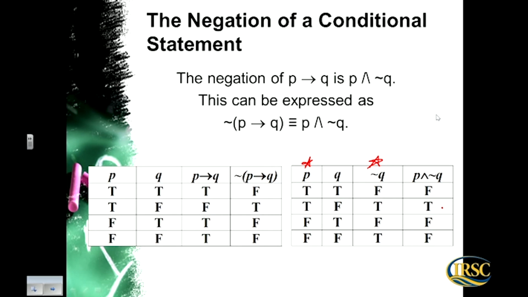So now when you compare the last column in both truth tables, notice that these last columns are exactly the same: false, true, false, false. So we just proved that these two statements were equivalent. Once you know that two statements are equivalent, then you can always rewrite the sentence to match that. Okay, you don't have to do a truth table anymore because you've already proved that those two are equivalent.